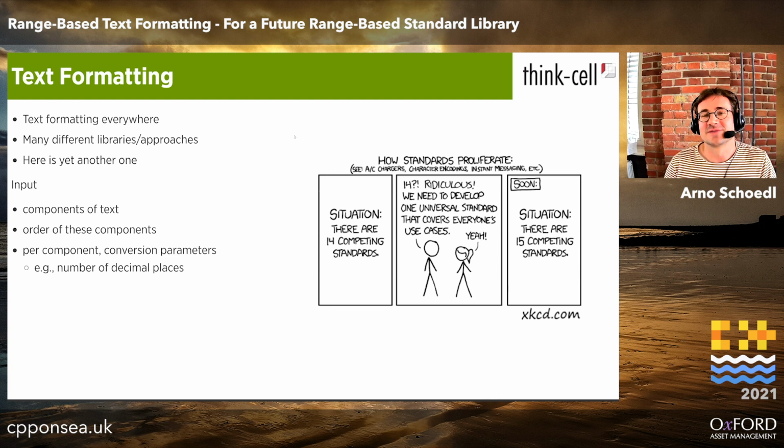So what do we have when we talk about text formatting? We have some components of text, and we have some order of these components that we want to concatenate. And then for each one of these components, we have some conversion parameters. Some components may be just plain strings that we can take as they are. But if you want to print a number, you may want to specify how you deal with decimal places, for example, what you use as a decimal separator. And the output is really a string after you concatenated everything. And that really describes it.